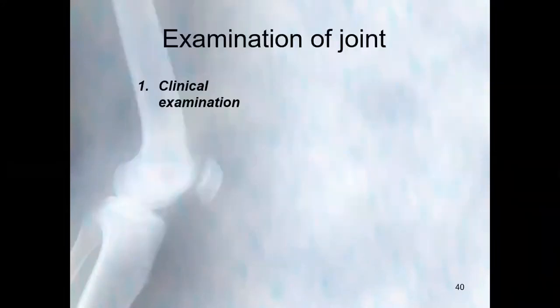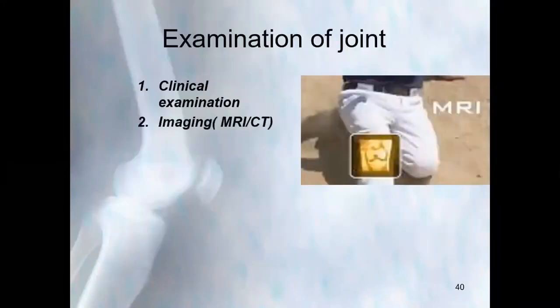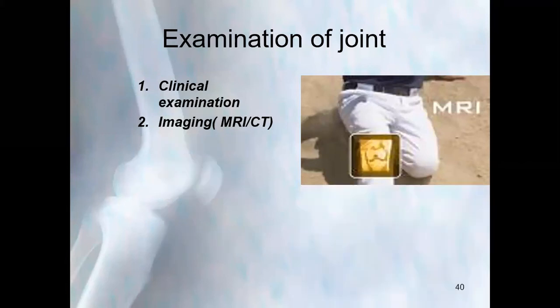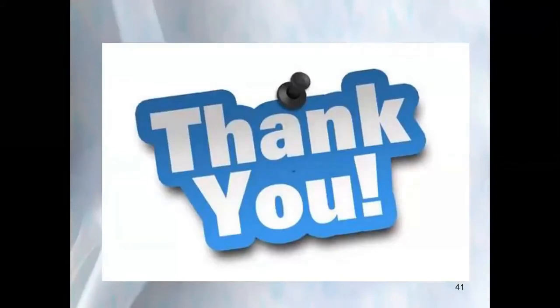Clinical examination is needed for the diagnosis of the disease, and also MRI and CT scan. Arthroscopy is also used in the examination of the joint. The cannula in the arthroscope is inserted into the joint cavity for diagnosis of abnormalities, such as articular surface and disc abnormality, especially diagnostic. Thank you so much.